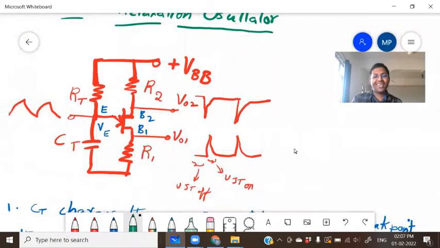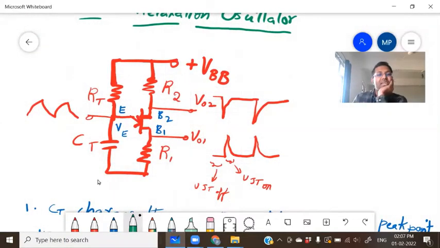What happens when the capacitor is charging, say the first half cycle? Then UJT is off. UJT is off means no current through R1. No current through R1 means V01, which is R1 into current, is 0. That is the reason V01 is 0.